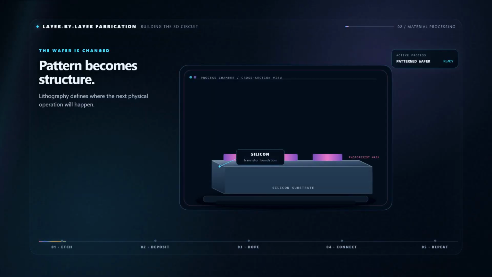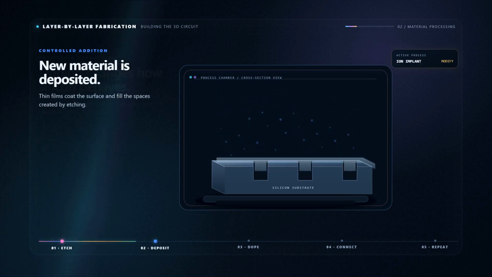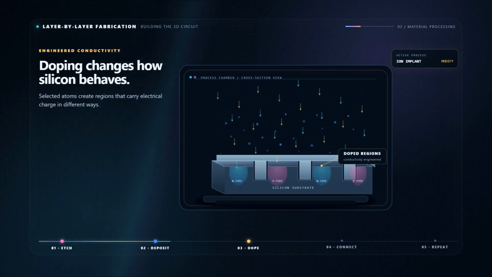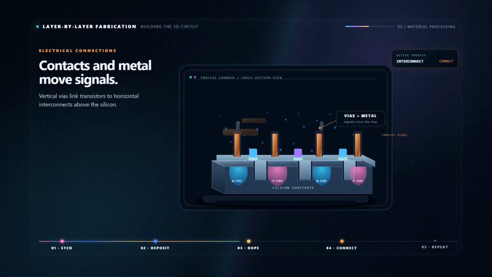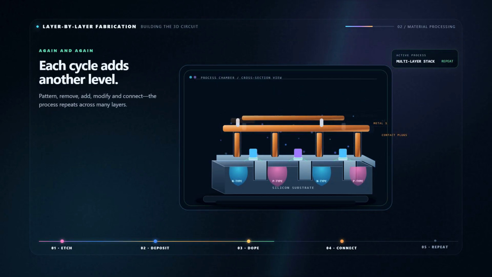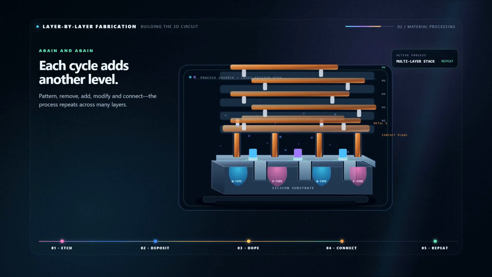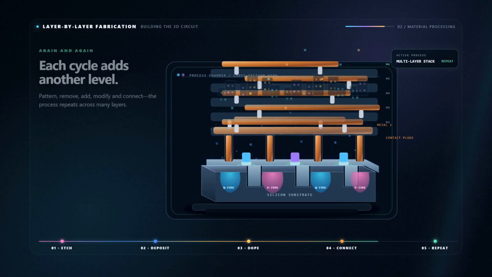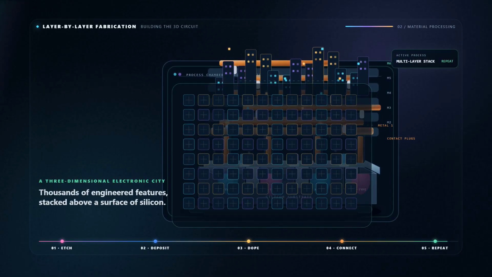Then the wafer is changed. Some material is removed, other material is added. Tiny regions are altered so they conduct electricity differently. Metal connections are built above the transistors. Then the process repeats, again and again. Layer by layer, the factory builds a three-dimensional electronic city on a surface of silicon.